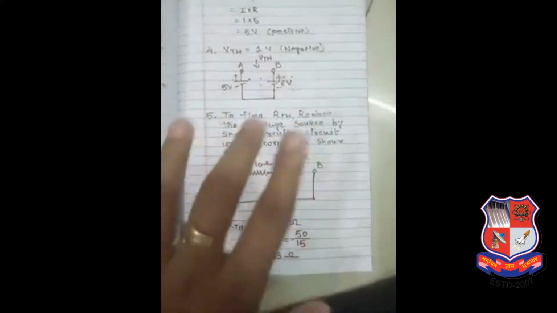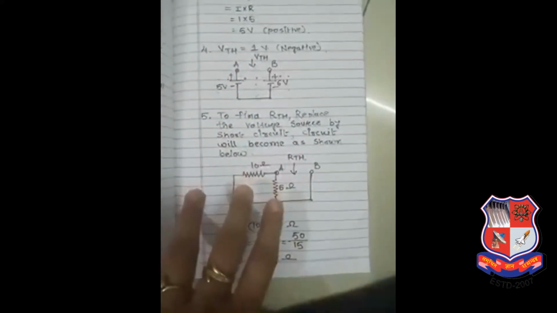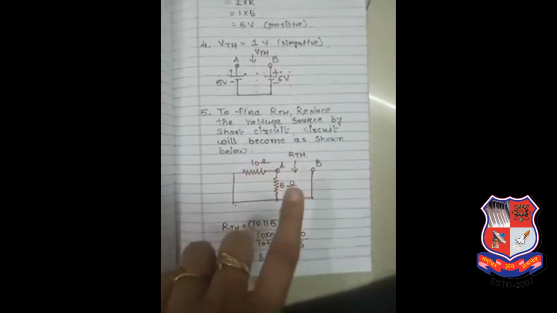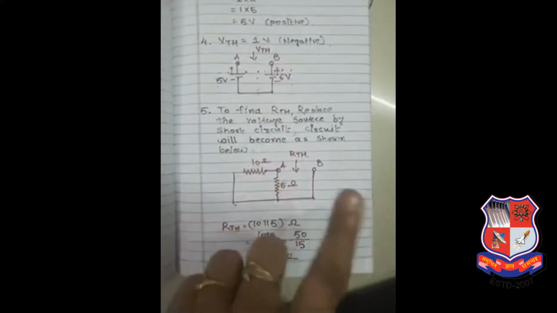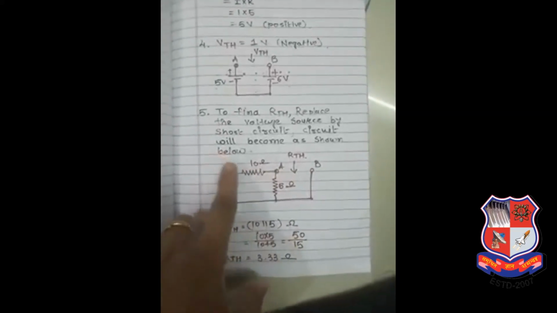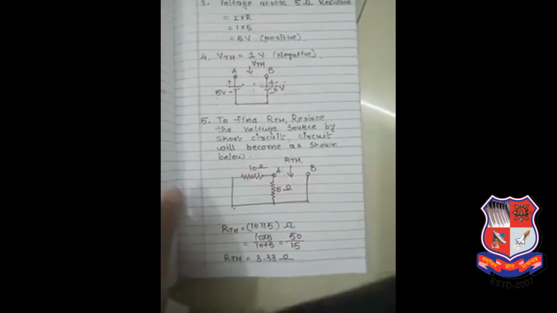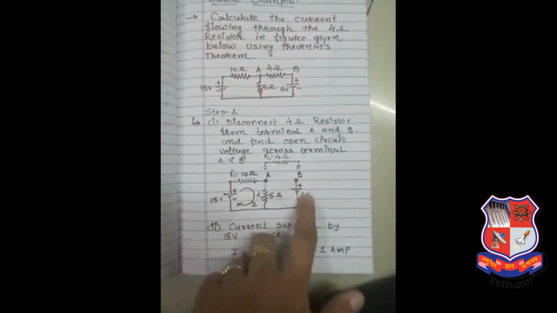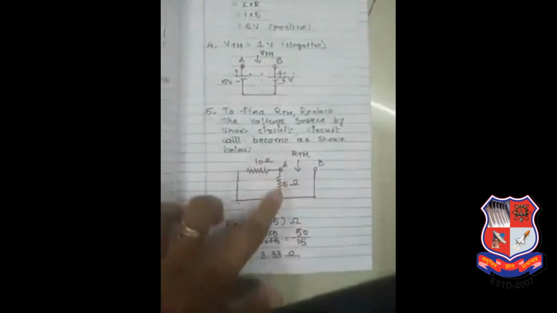Now our fifth step is to find out the equivalent resistance, which is called the Thevenin equivalent resistance. For that you have to short all the voltage sources, keeping their internal resistance. Suppose internal resistance is given; and if internal resistance is not given, then simply short all the voltage sources. So you have to short both voltage sources. Our circuit is like this, so short the 15 volt and short the 6 volt. So our circuit will be like this.